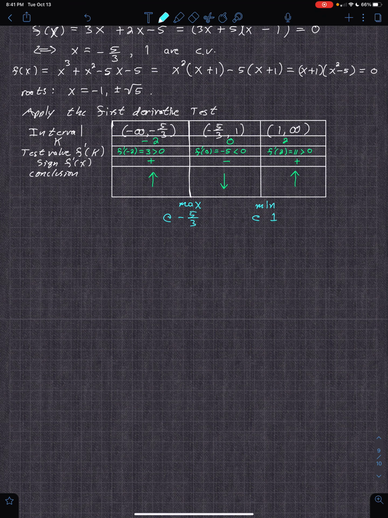So what we can say then is we have a local maximum at f of negative 5/3. When you evaluate, you'll get 40/27. And then we have a local minimum at 1, or f of 1, which is negative 8.